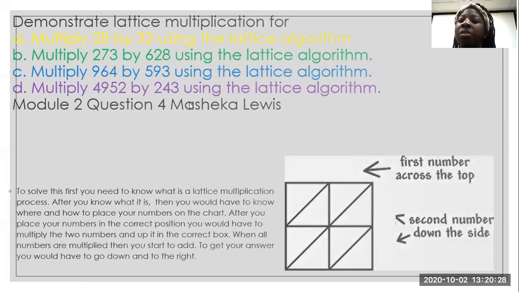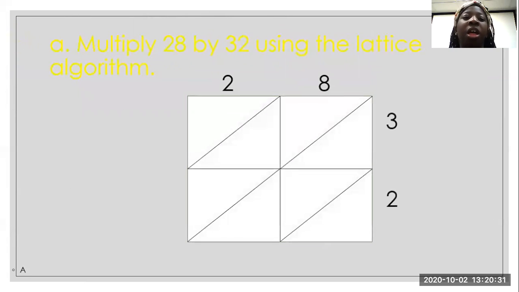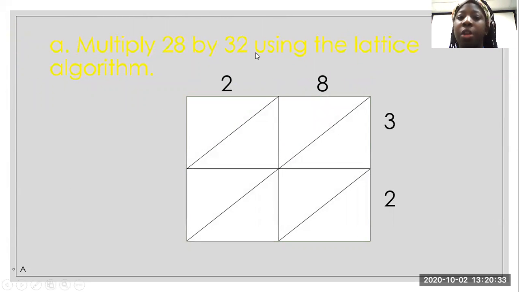Now let's start with the easy one. Our easy one, we have 28 by 32. So we have 28 at the top, 32 at the right. So now we have 8 times 3, which is 24. 3 times 2 is 6. Now with 6, you have to make sure you put the 0 at the top and the 6 at the bottom. Okay. Now you have 8 times 2, which is 16, and 2 times 2, which is 4. Make sure you put the 4 to the bottom and then the 0 to the top.